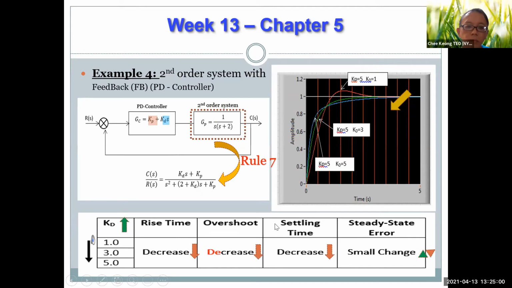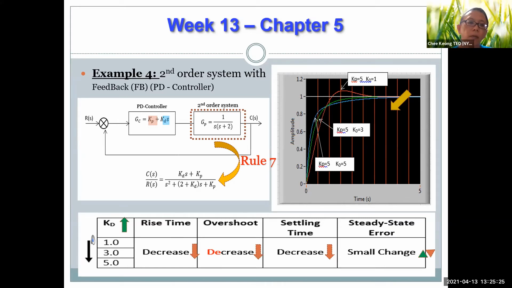If instead of the PI controller we use a PD controller, we can see the net effect of increasing Kd while keeping Kp constant at 5. Increasing Kd causes rise time, settling time and maximum peak to decrease. The steady-state error, however, does not experience much change when increasing the value of Kd.